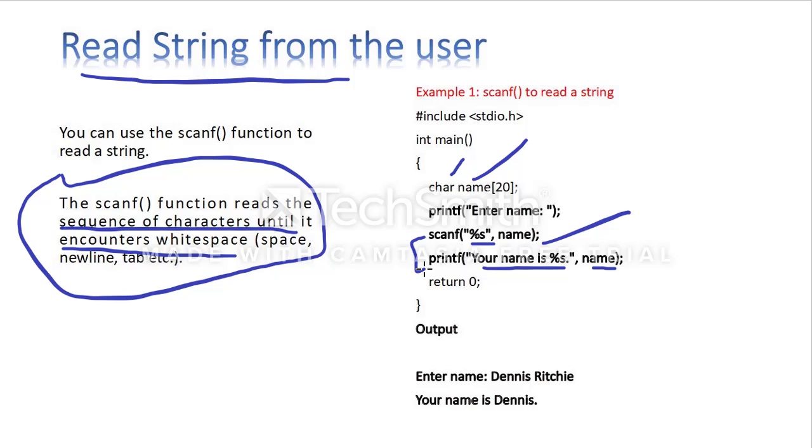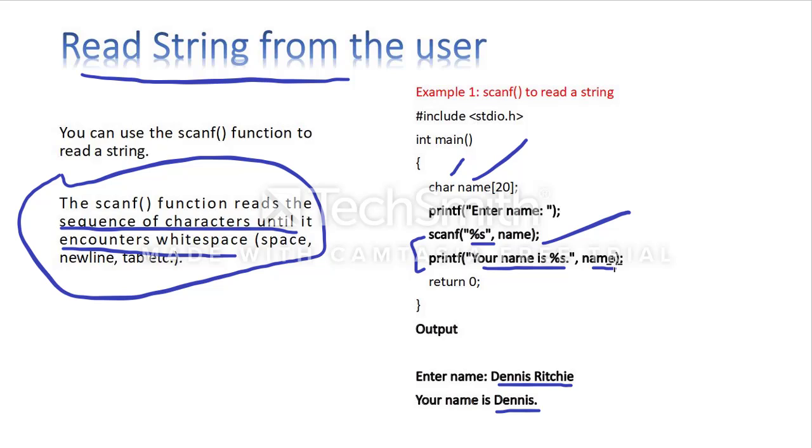You can also take the input as a string. Then what is the output? For example, I am entering Dennis space Ritchie. As we discussed, when the input has white space between them, it can take only the previous part. So what is the output here? Dennis, because Ritchie is not stored in our name, because scanf can hold the value as a string only without any white space or new line.